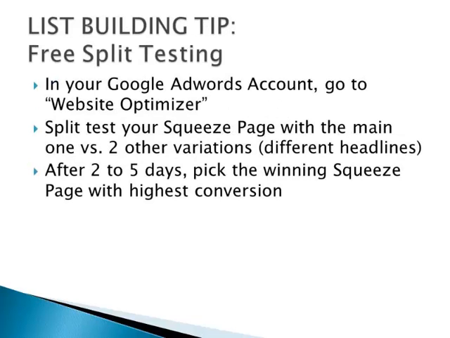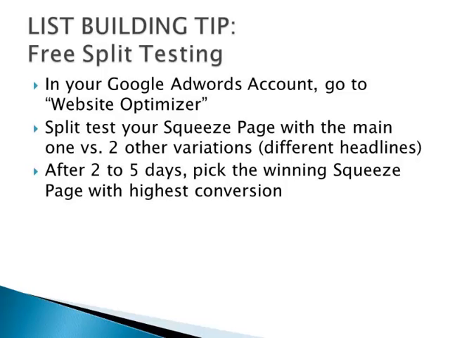List building tip, free split testing. In your Google AdWords account, go to Website Optimizer. Split test your squeeze page with the main one versus 2 other variations, different headlines. After 2 to 5 days, pick the winning squeeze page with highest conversion. You can split test offers with Google AdWords, and believe it or not, you can actually do it for free.